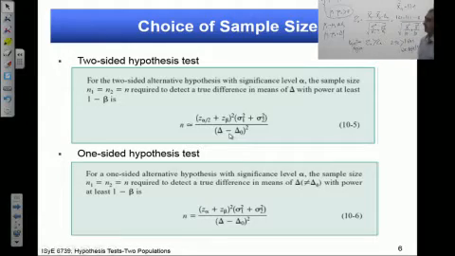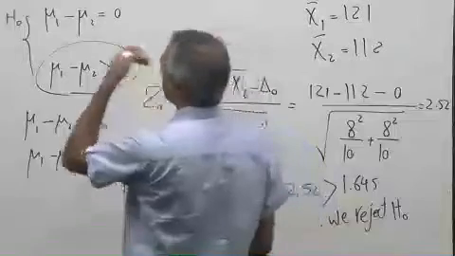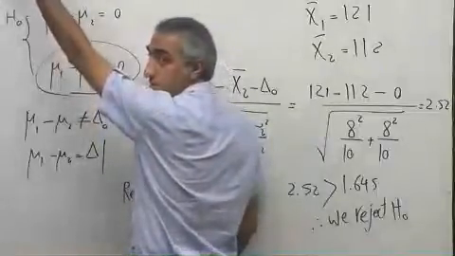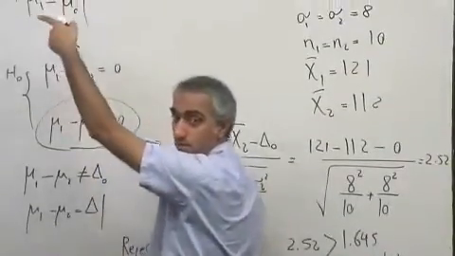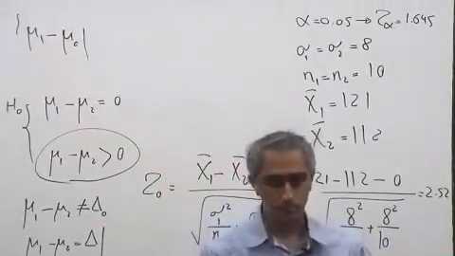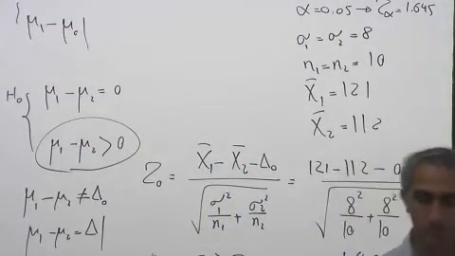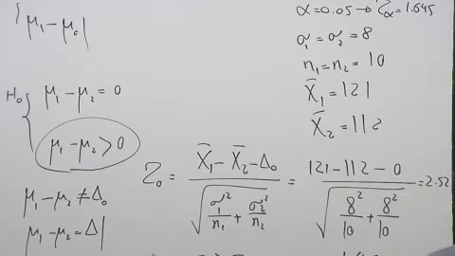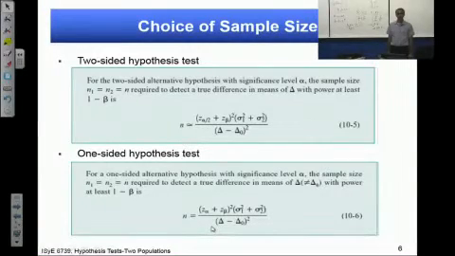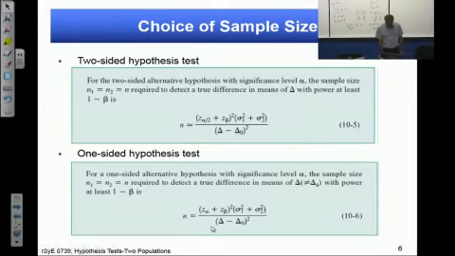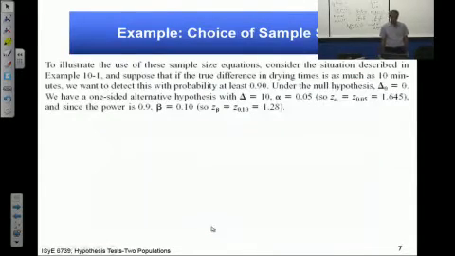And previously we had what? Remember, for one population we had mu1 minus mu0, and we call this delta. And this is for one-sided hypothesis testing. Any questions? I think there is one example, yes.